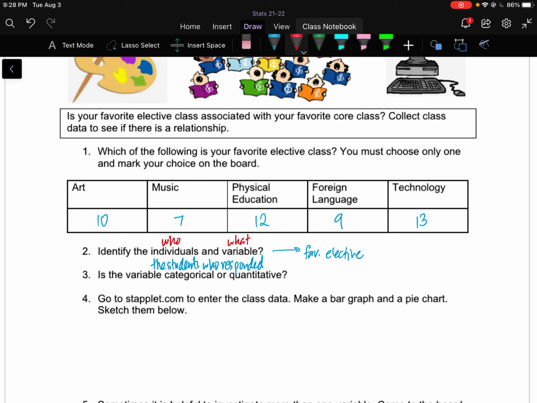When you think of the 5 main questions, who, what, where, when, why, the who and the what are the most important characteristics of our data set. Who are these data about and what was measured? Question 3, is this variable categorical or quantitative? This variable of your favorite elective class is categorical. We're not measuring anything. We're just counting how many people belong in each group or category, hence categorical.